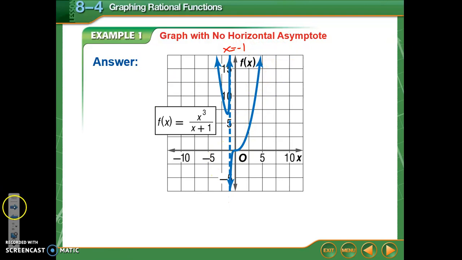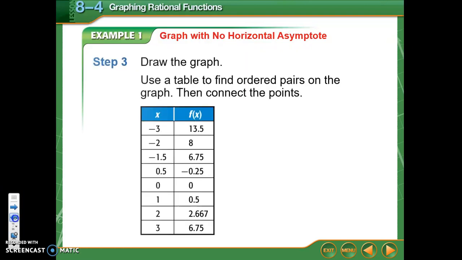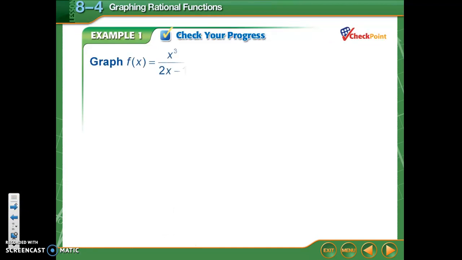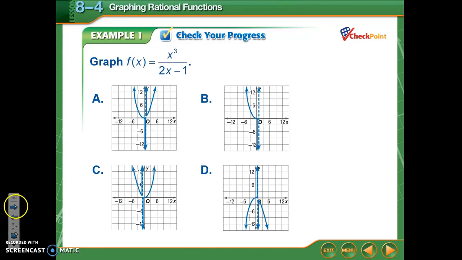To get the rest of this graph, I just plot the points that you got from this table of values. And you would use a calculator probably to help you with some of these decimal numbers over here. All right, so I want you guys to try that with this graph.